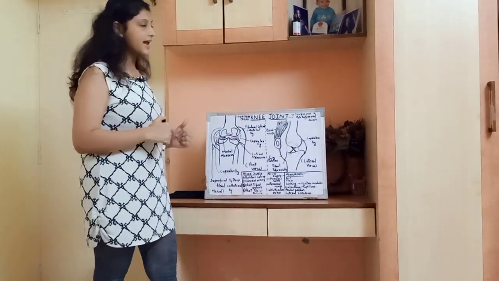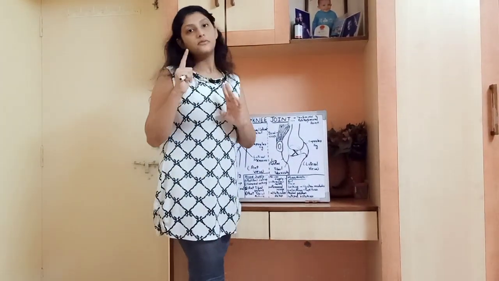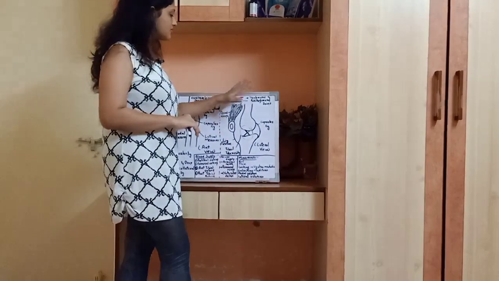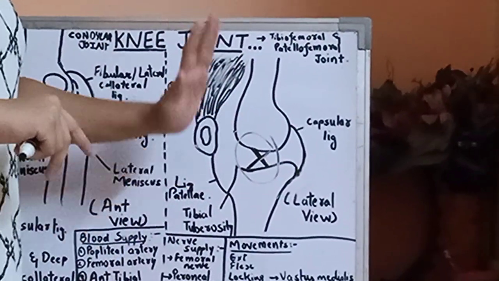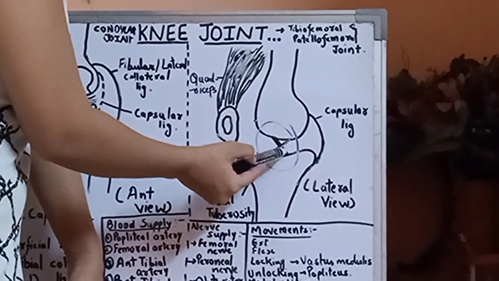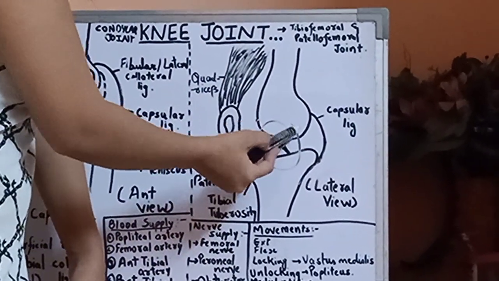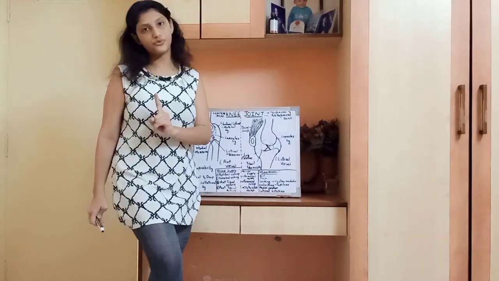Coming towards the next 2, we have the anterior cruciate ligament and the posterior cruciate ligament. As you can see, this is the lateral view of the knee joint. In between it we have the ACL and the PCL. One is termed the anterior cruciate ligament and the other the posterior cruciate ligament.